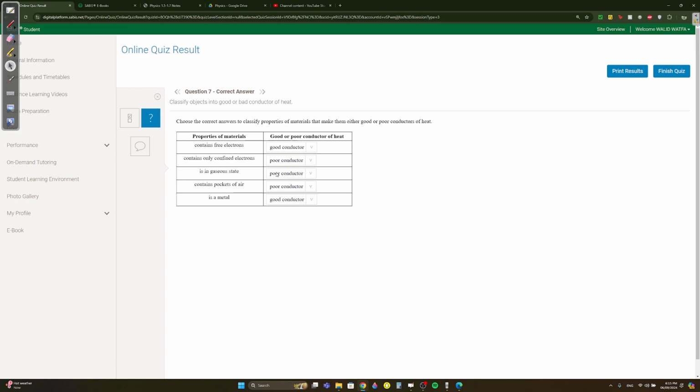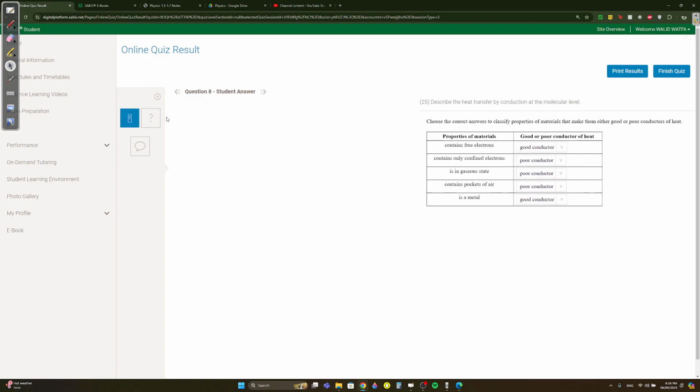It's in a gaseous state. Okay, gases are very poor conductors. Contains pockets of air, poor conductors. We said air is a very bad conductor of heat. Is a metal, of course, it's a good conductor.